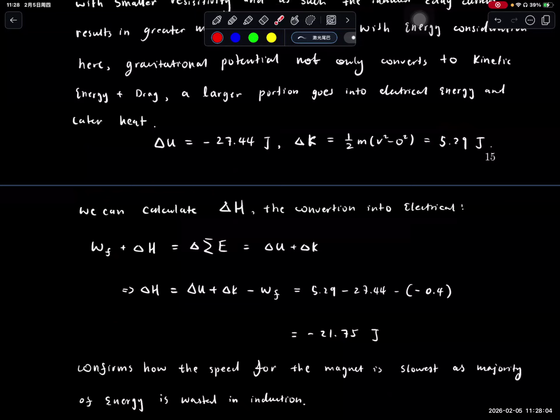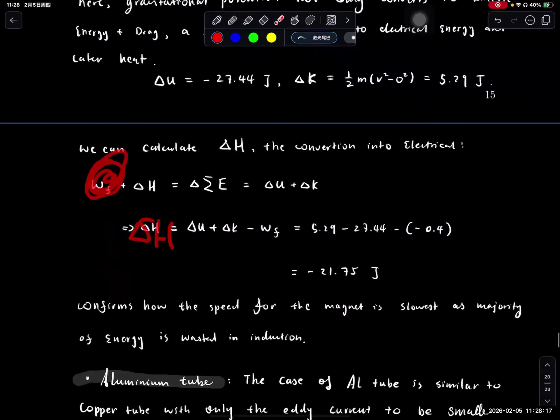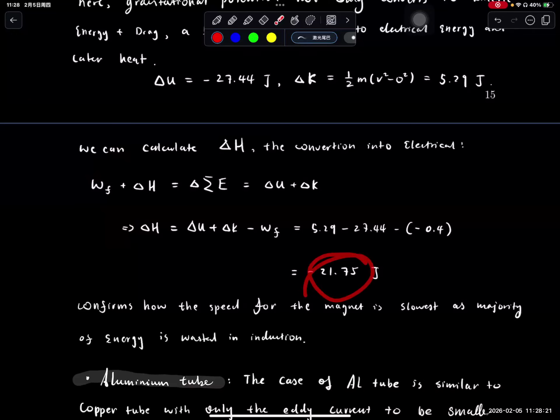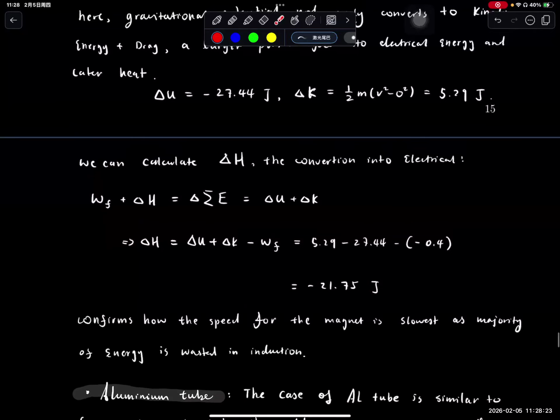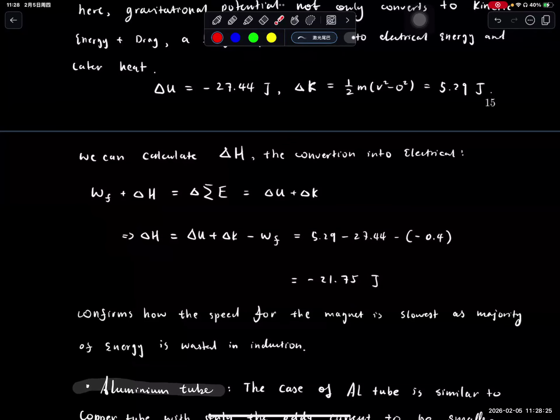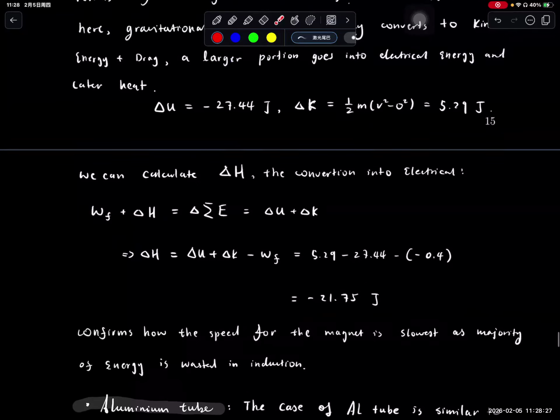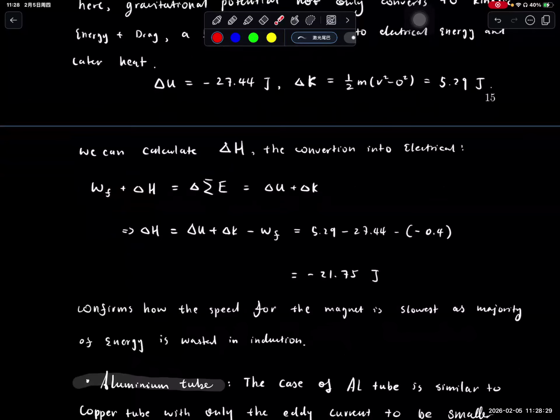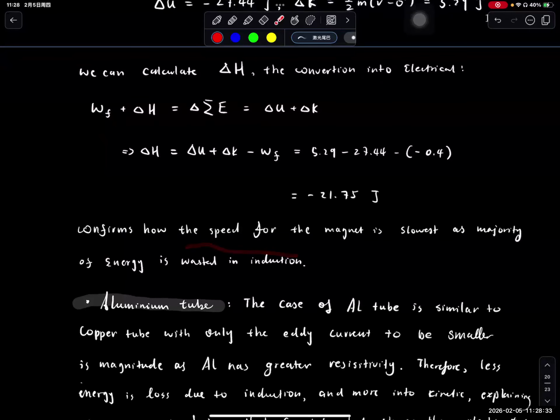So actually, if you work out the amount of energy, if I define delta H as the energy lost into the electrical energy, considering the energy lost due to friction, you can calculate delta H as well. It equals negative 21.75. This is a huge drop, right? There's a big portion of energy lost into electrical. And this is why in the copper tube, it falls much slower than the plastic tube. Okay, so just sort of explain that.